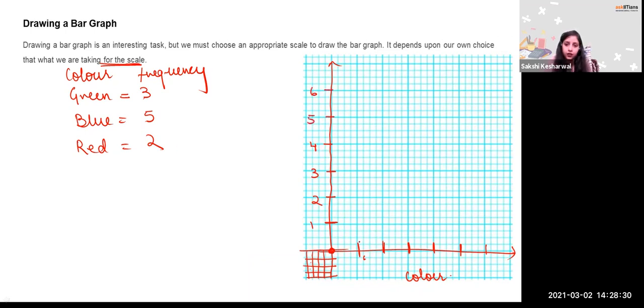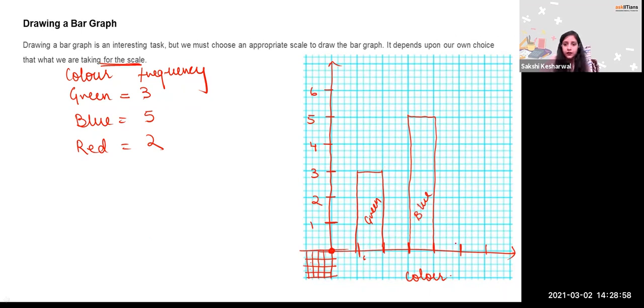Now it says green. Green is what, beta, three. So I'm going till three. Use a scale, don't use freehand. So this is your green, right? Now see, there's a spacing. Now the bars are equal. Now it says blue is what, five. So again, you leave one block, then you make a bar of 5 centimeters. There's five, right? So this is your blue.